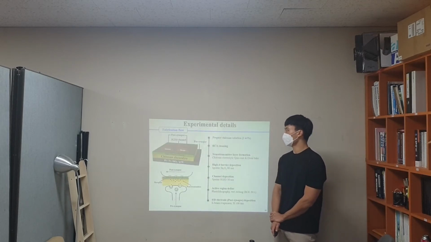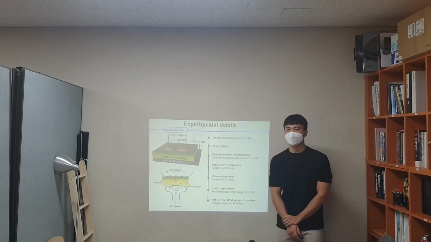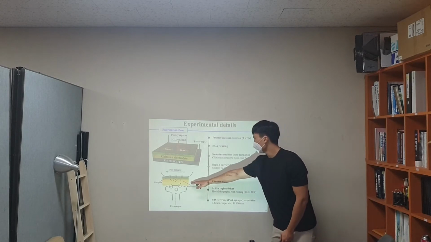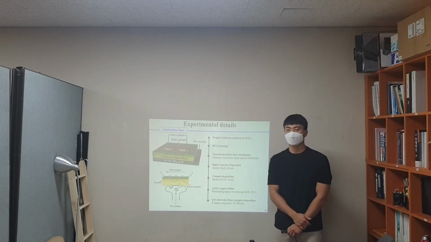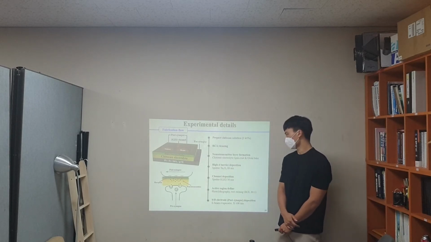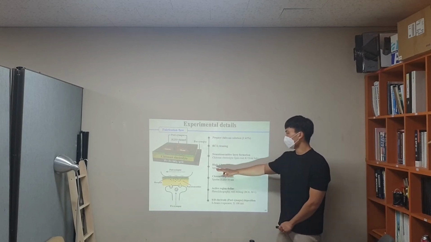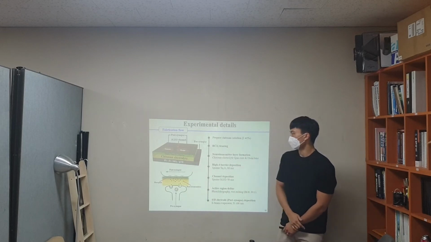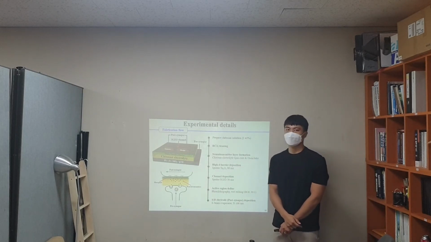Here is the fabrication flow. First, prepare a chitosan solution and then clean with RCA cleaning. To make the electrolyte layer, we spin coat the chitosan solution and bake the sample. The 80 nanometer tantalum oxide and 50 nanometer IGZO channel are deposited on the chitosan electrolyte by using an RF magnetron sputtering system.